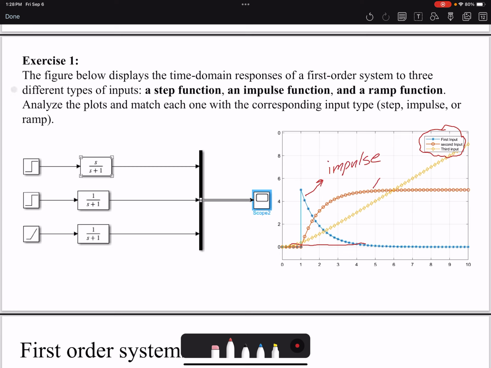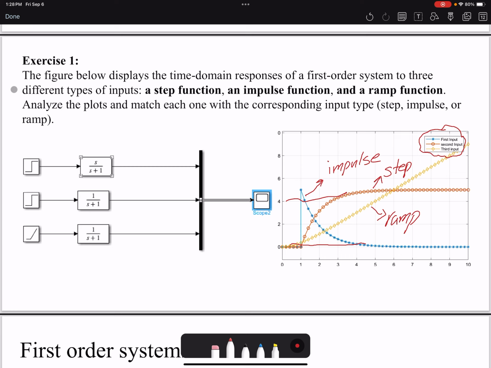The second one steps up, so that's a step. Still we have a steady state response. And the third one would be ramp, because it grows indefinitely and we don't have any steady state.